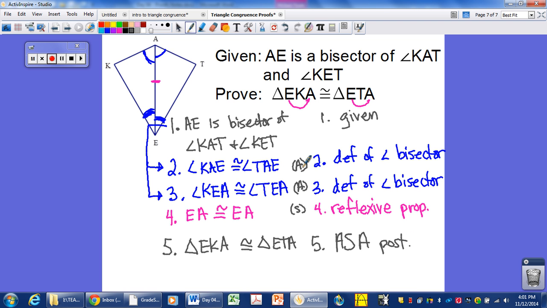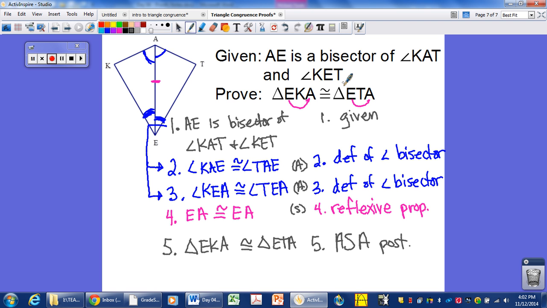Even though I have an angle and then a side in my proof order, looking at the picture, the congruent side is in between the congruent angles. So placement of the congruence is just as important as the things that are actually congruent. Okay, so I hope this helps. There haven't been many videos that I've seen about triangle congruence, so hopefully this is a helpful one.